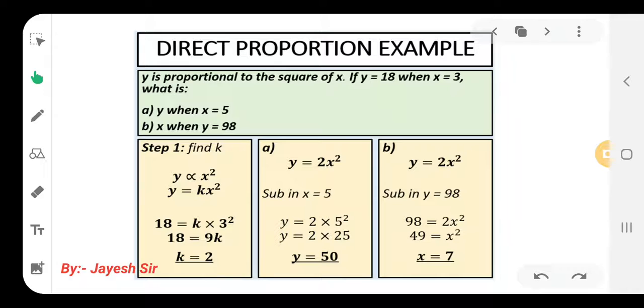Next thing, this was the first step. Second thing, y is equal to 2x square, which could be written as, now substituting, because in part a, what is given? We need to find the value of y when x is equal to 5, because from the question itself we found the value of k. Now it is to be said, find the value of y when x is equal to 5.